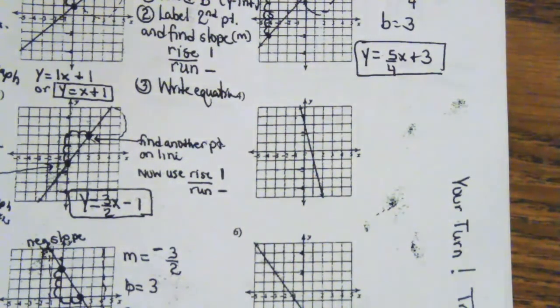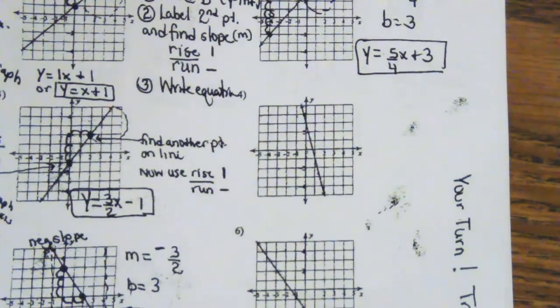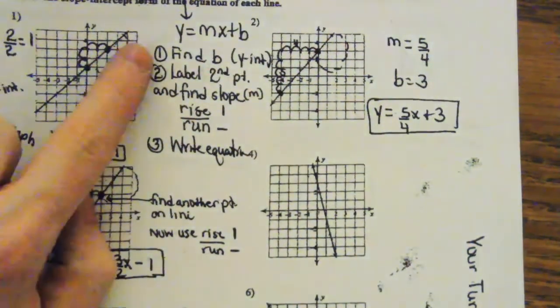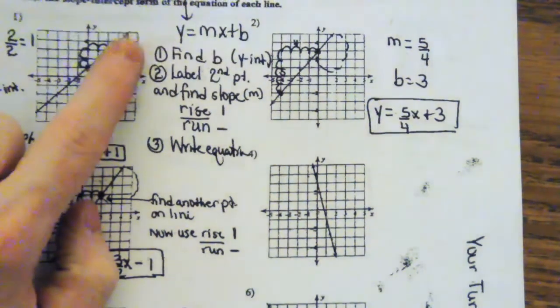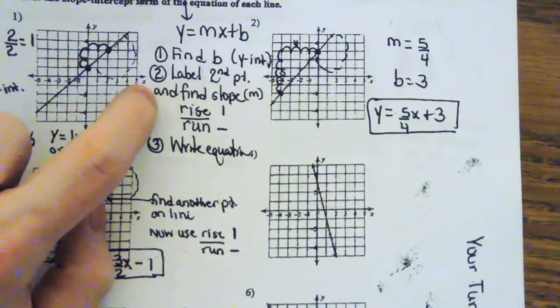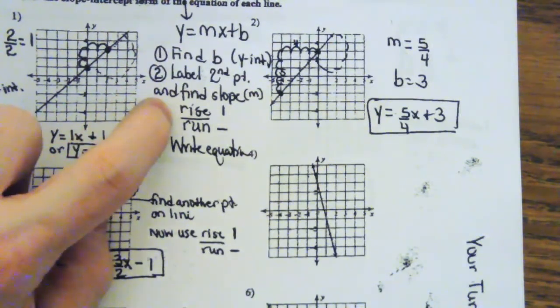All right. So for each graph, what we're going to do is we're going to first find B. That's the first thing we're going to do. We're going to figure out where it crosses the y-axis. And then we're going to find a second point, and we're going to figure out the slope formula. And that's going to give us the slope.